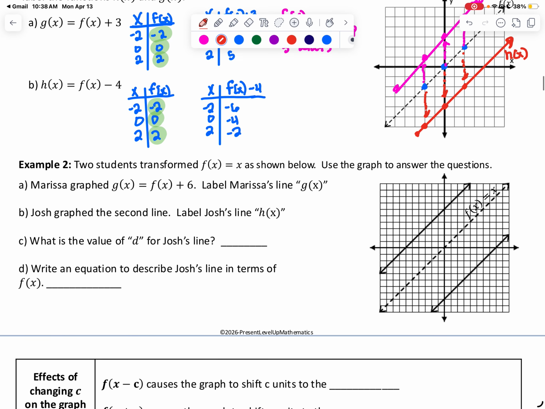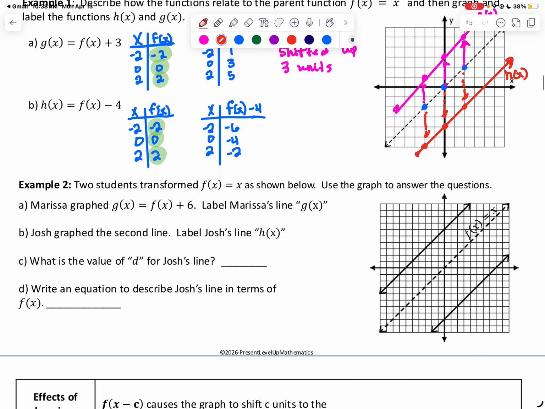Example 2. 2 students transformed the equation f of x equals x as shown below. Use the graph to answer the question. Question A. Marissa graphed g of x is equal to f of x plus 6. Label Marissa's line g of x. Well, we have to decide which line is Marissa's line. But what we know is they added 6 to the original function.